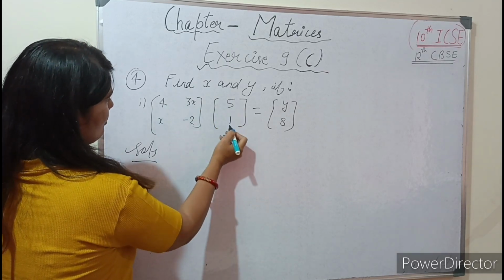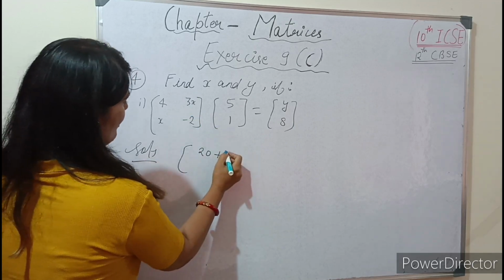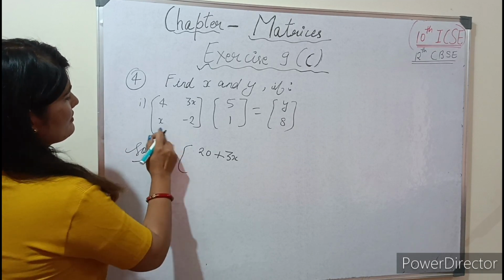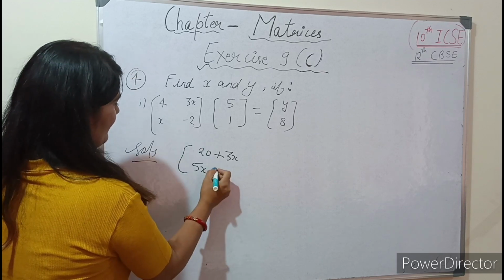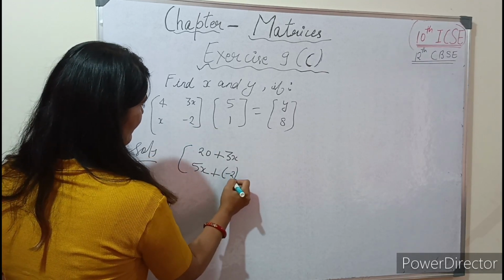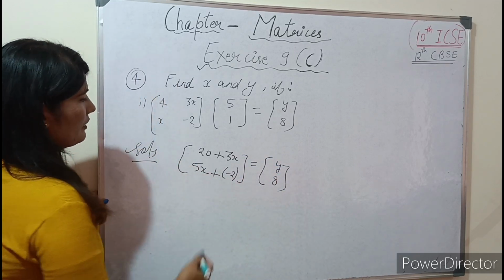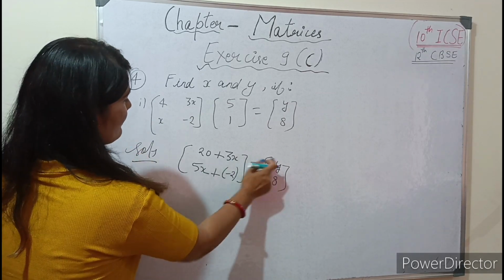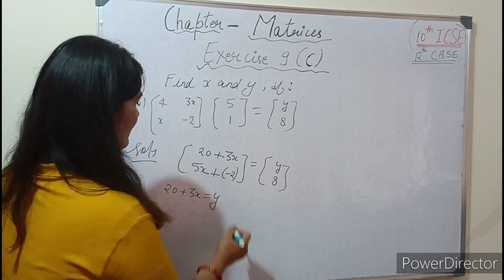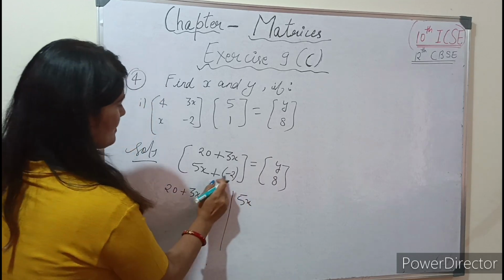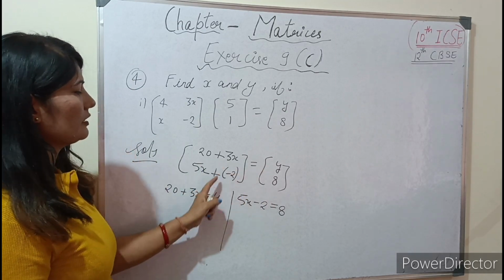So row multiply by column. So 4 into 5, this is 20, plus 3x multiply by 1, this is 3x. Now second row multiply by the same column. So x into 5, you will get 5x, plus minus 2 into 1, this is minus 2. Close the bracket, and this is equal to y, 8. Now in the similar way, you have to compare the same terms together. So this is 20 plus 3x is equal to y, and 5x plus minus 2 is equal to 8. You have to directly compare the same terms together like this.